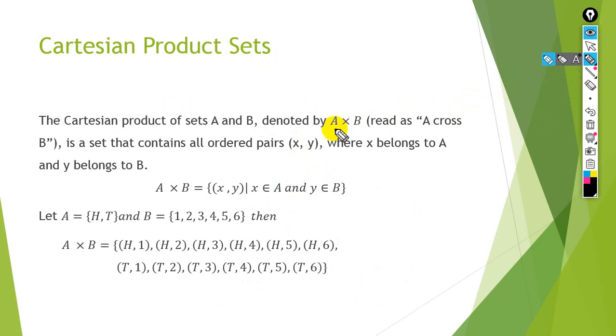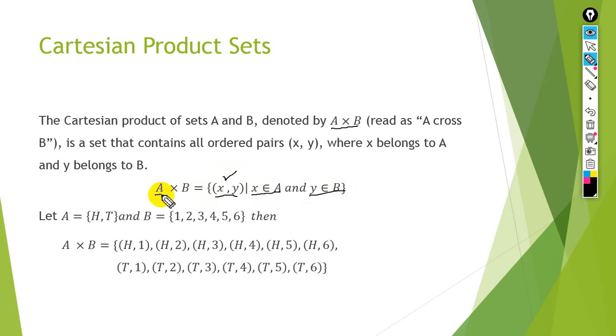If we multiply set A and set B, how is it written? The Cartesian product of sets A and B is denoted by A cross B, read as A cross B. It is a set that contains all ordered pairs (x, y) where x belongs to A and y belongs to B. So here the set builder notation says x, y, this is an ordered pair, such that x belongs to A and y belongs to B.